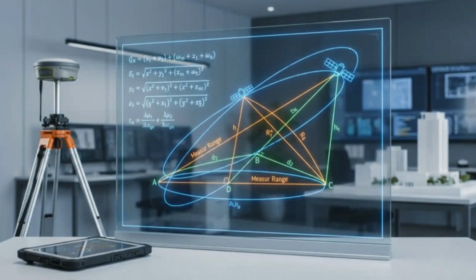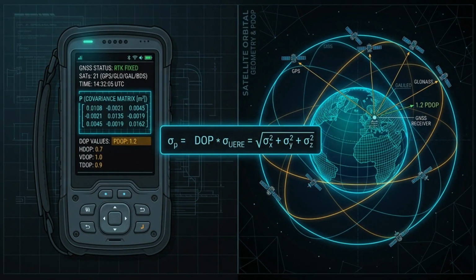Moving on, from a technical point of view, GNSS positioning is based on solving a system of equations using satellite coordinates and measured ranges. When these equations are solved using least squares adjustment, we get a covariance matrix. DOP values come directly from this matrix. In simple terms, position error is the product of DOP and range measurement error. So even if your range error is very small, a high DOP value will increase the final positional error. This is exactly why surveyors always monitor DOP before starting observations.